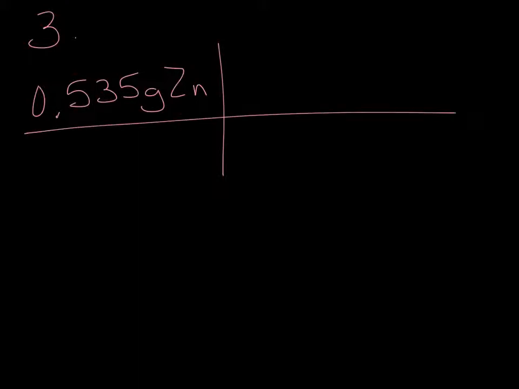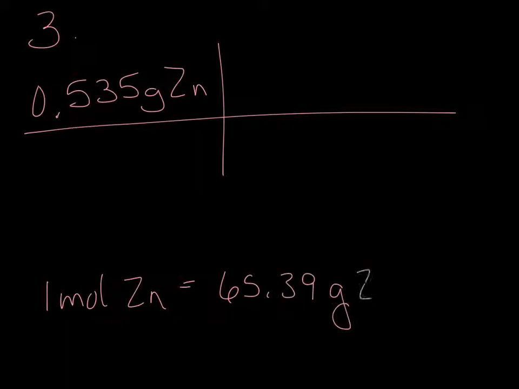And so if I pull my data off my periodic table, how many grams in 1 mole of zinc? Zinc again is in the center. It's atomic number 30. So 1 mole of zinc is equal to 65.39 grams of zinc. Now, just predicting in this case, I have 0.53 grams. 1 mole weighs 65.39 grams. So am I going to have a whole mole or less than a mole?